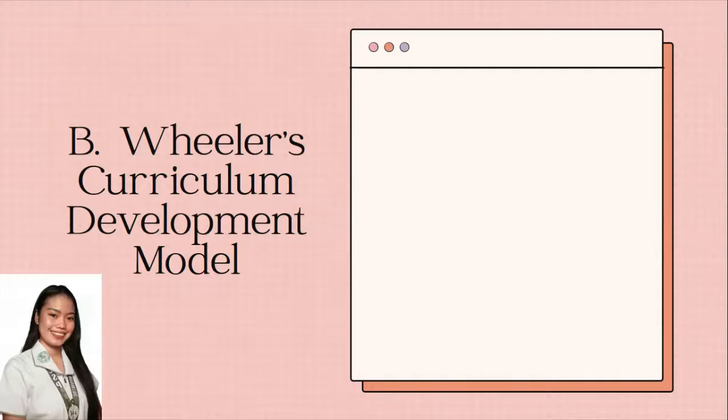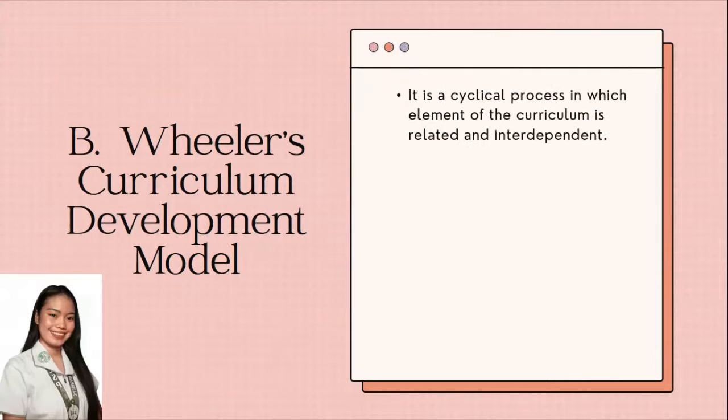The Wheeler's curriculum development model is a cyclical process in which elements of the curriculum are related and interdependent. Wheeler's model of curriculum development is a type of model that indicates curriculum development as a continuous cycle. According to this model, curriculum development should be responsive to changes. Moreover, this model targets situational evaluation. This is because the context within which the curriculum decisions are taken is considered important. This practice can help make the most effective decisions.